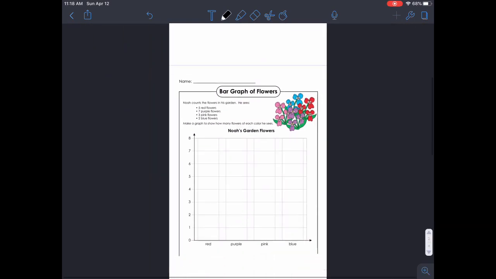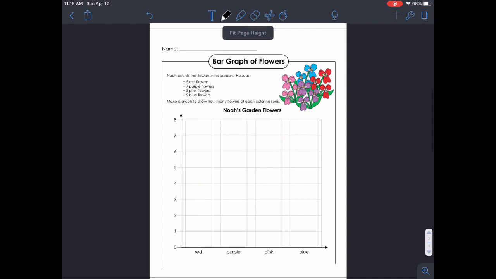So today, we are going to take this graph. It's already kind of plotted out for you. And we are going to fill it in and complete it with the information given to us right here. So, Noah counts the flowers in his garden. He sees 5 red flowers, 7 purple flowers, 3 pink flowers, and 2 blue flowers. Make a graph to show how many flowers of each color he sees.